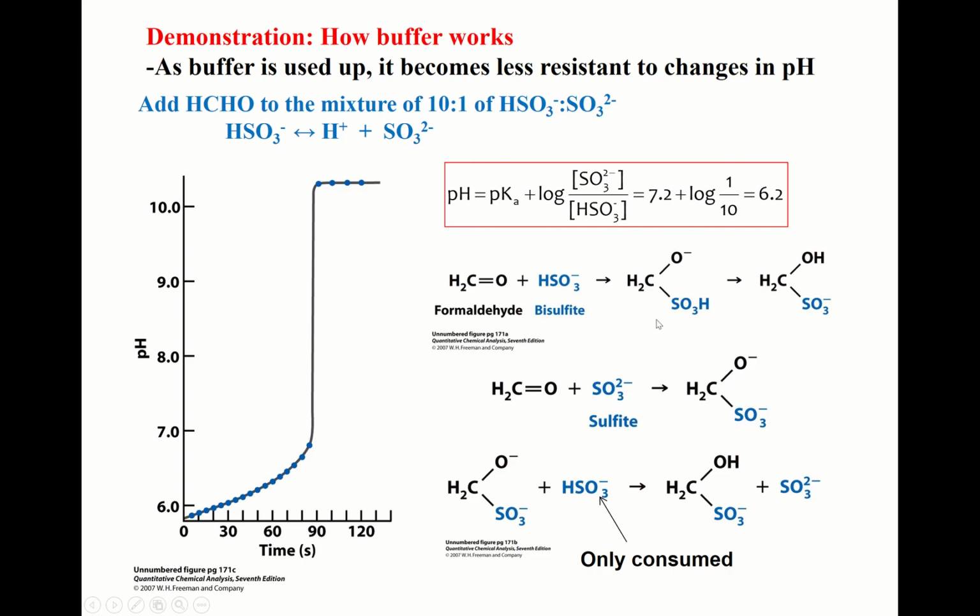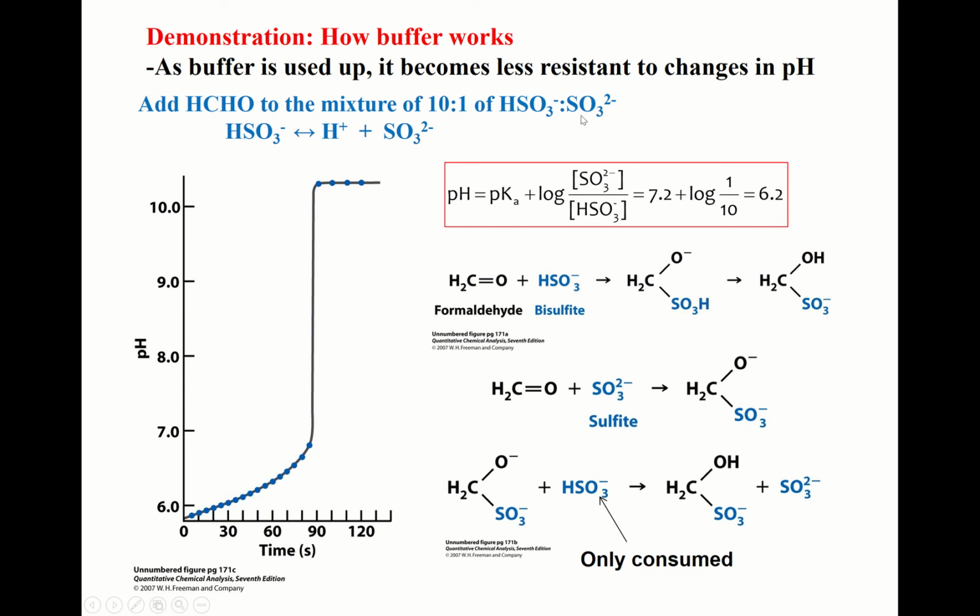Well, this demonstration shows how a buffer works. This is just an illustration. As a buffer is used up, it becomes less resistant to change in pH. Let's consider this mixture of hydrogen sulfite and sulfite ion. The initial concentration ratio is 10 to 1. This one is 10 times higher than the sulfite. And let's examine what will happen when you add formaldehyde to this mixture.